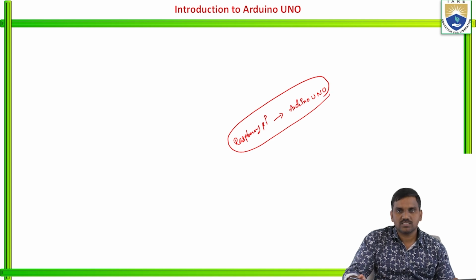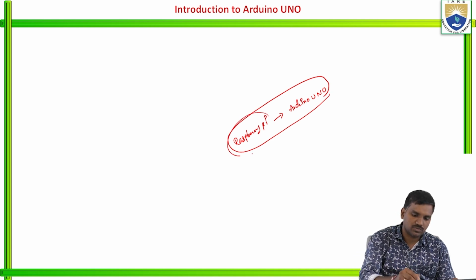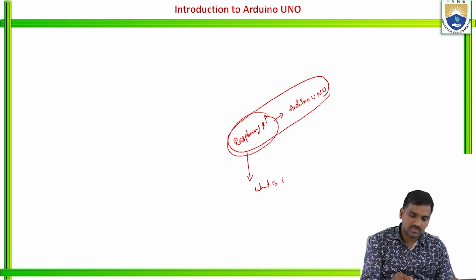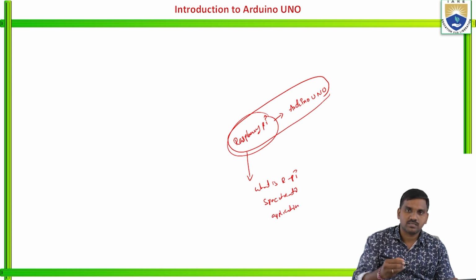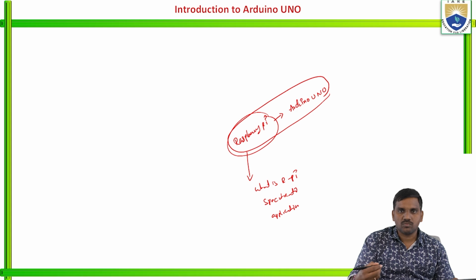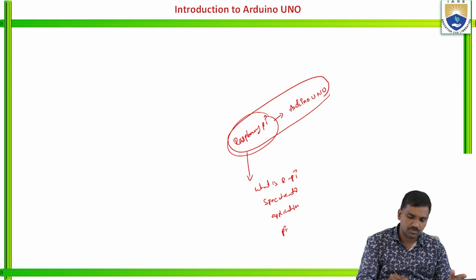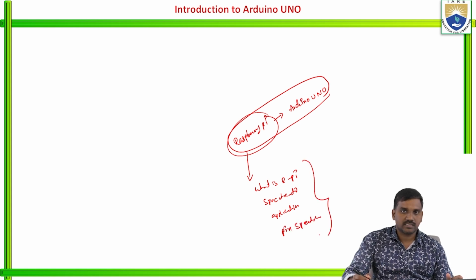In the last class, I discussed what Raspberry Pi is, the main specifications of Raspberry Pi, applications of Raspberry Pi, the main diagram, how many pins it has, and each pin specification. These are the things I discussed in the last class.